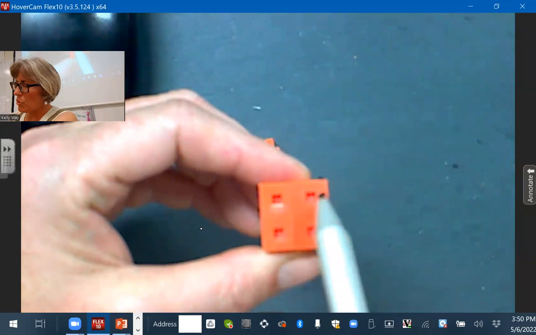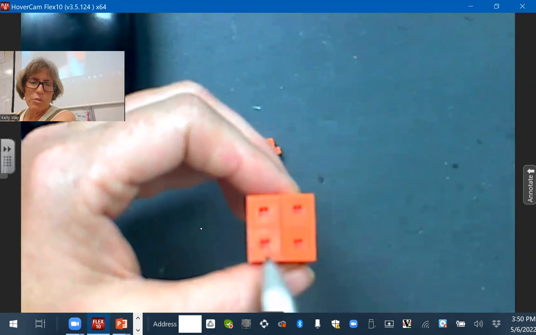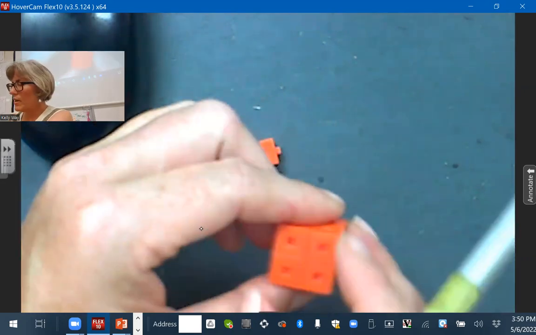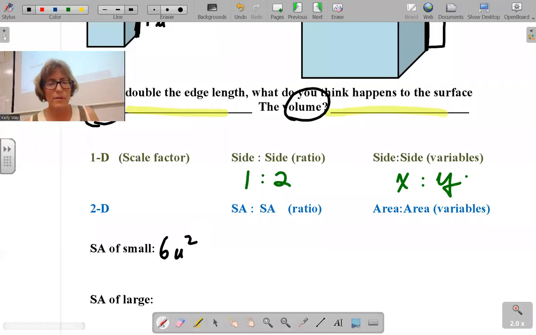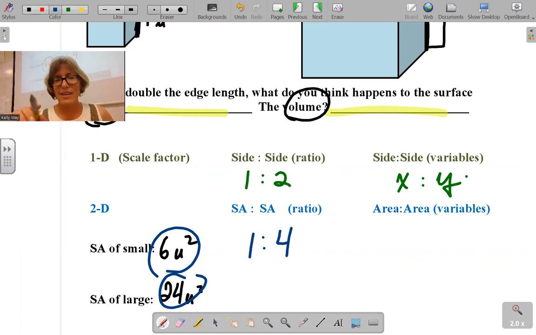Surface area of my large, that's 1, 2, 3, 4, and so on for each face. That is 6 times 4. So we get 24 units squared. So the ratio of my surface areas is going to be 1 to 4. Which is, I basically take that X, whatever it is, and square it, and the Y, and I square it. That's my surface area.